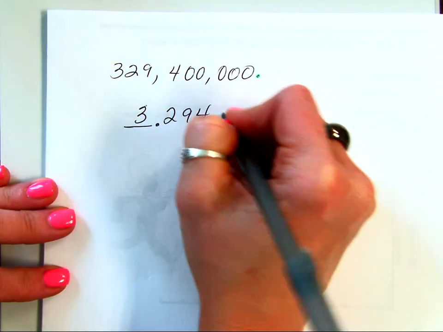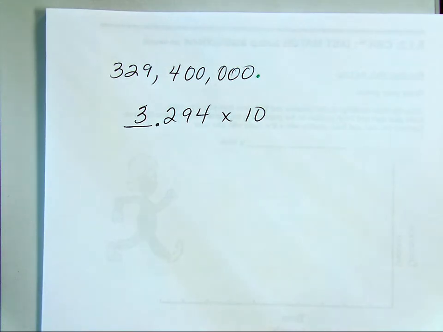3.294 times 10. Maddie, what if it was like 30, no. If there was a 0 in there between, no, I mean like, what if it was like 32.94? Then it would be a really small number. We'll do that one next.